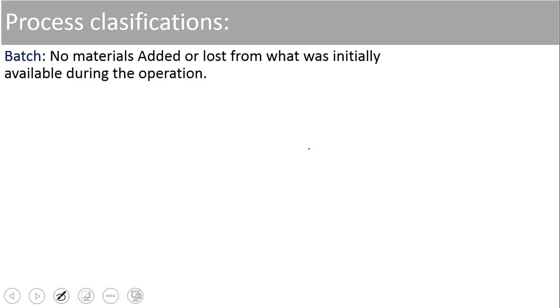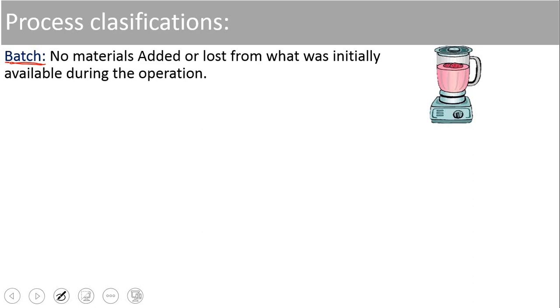So another concept is the process classification. We can classify the process based on 3 classifications. The first one is a batch system. Batch means the process is closed. There is no material entering or leaving when you start the operation. A good example will be the blender.